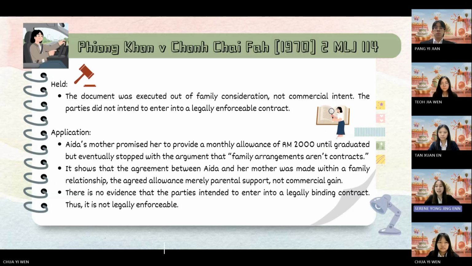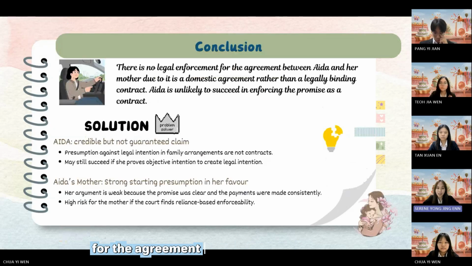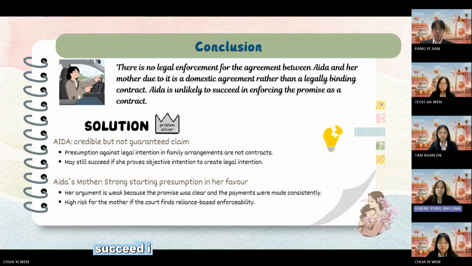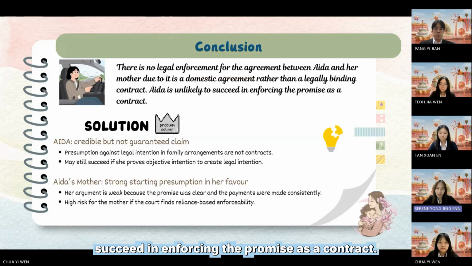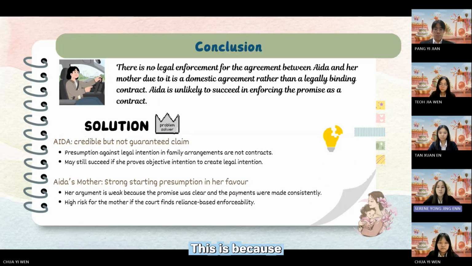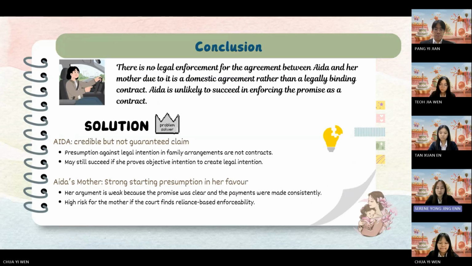From the application above, we can conclude that there is no legal intention or legal enforcement for the agreement between Aida and her mother, as it is a domestic agreement rather than a legally binding contract. In short, Aida is unlikely to succeed in enforcing the promise as a contract. However, Aida's stand is credible but not a guaranteed claim. This is because although there is a presumption against legal intention in family arrangements, she may still succeed if she proves the objective intention to create legal relations between her and her mother.